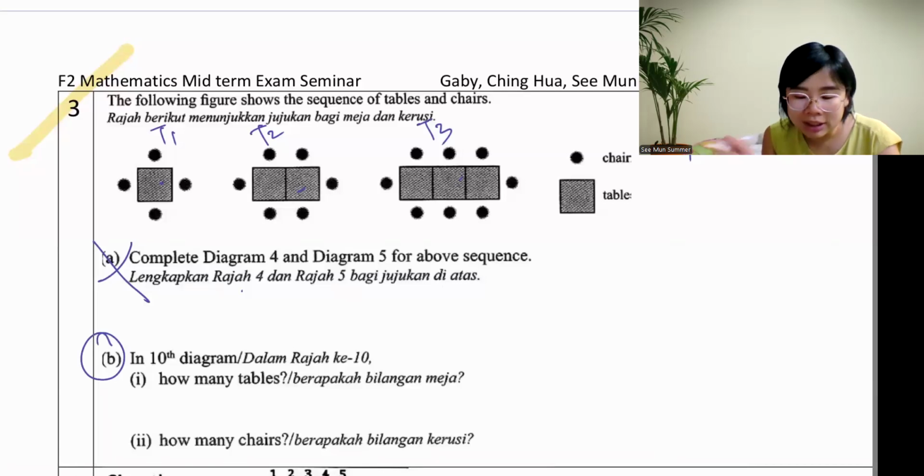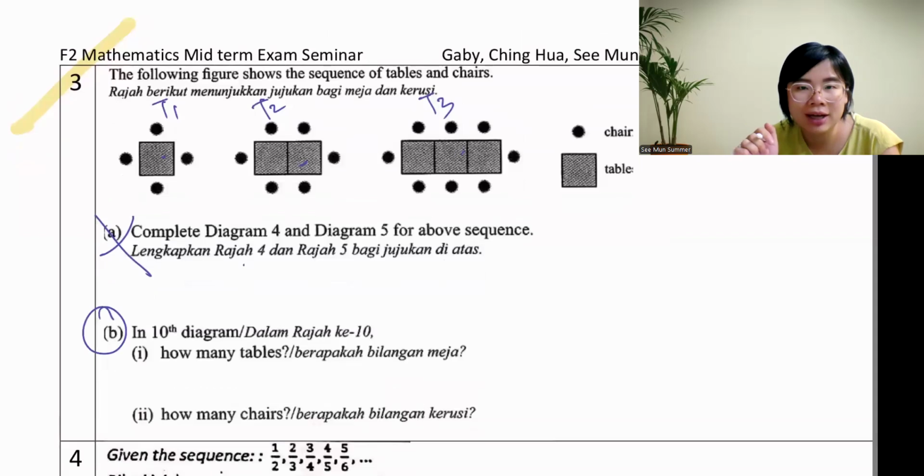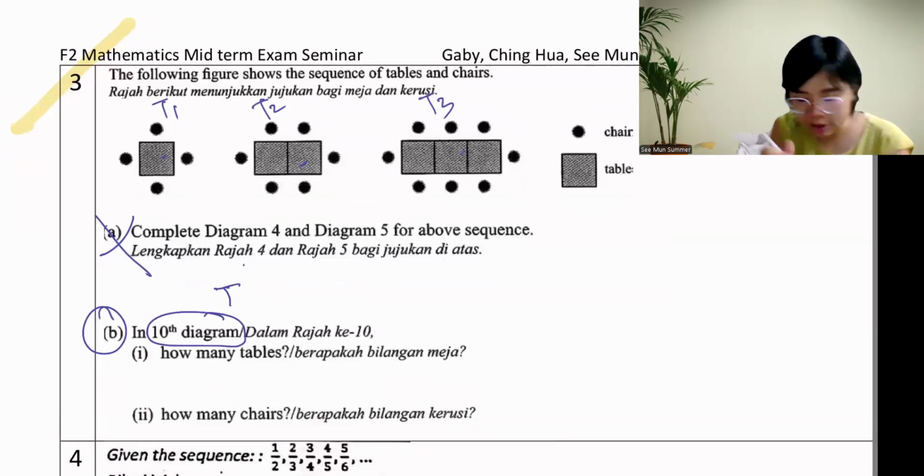Okay, now, so we have T1, T2, T3. So may I know who is the main character here? So they say, what if 10 diagram? What does 10 diagram mean? They are asking for T. If it's 10 diagram, they are asking for term number. Yes, correct. They're asking for term number 10.